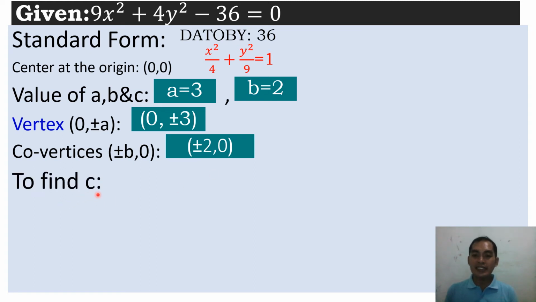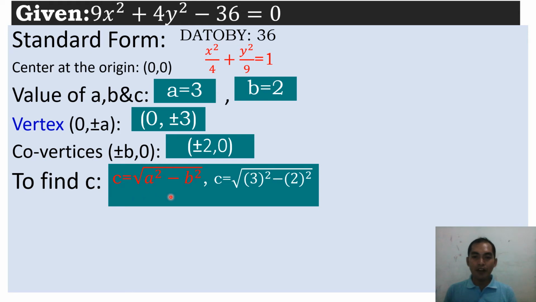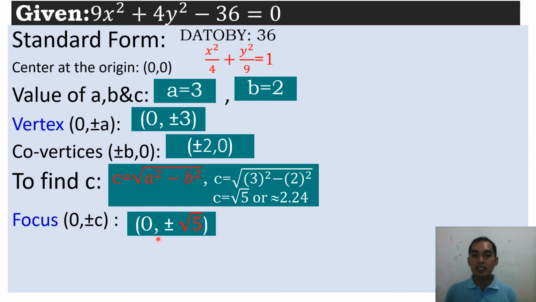And how to find C? To find C, we apply the formula C equals the square root of A squared minus B squared. By substitution, kahit hindi nyo na ilagay ang A na 3, ito na lang na 9, because 3 squared is 9, and itong 4. 9 minus 4 is 5. So it became C equals the square root of 5, or approximately equal to 2.24. Therefore, the focus, we have the coordinate 0, positive, negative C is equal to 0, positive, negative square root of 5.